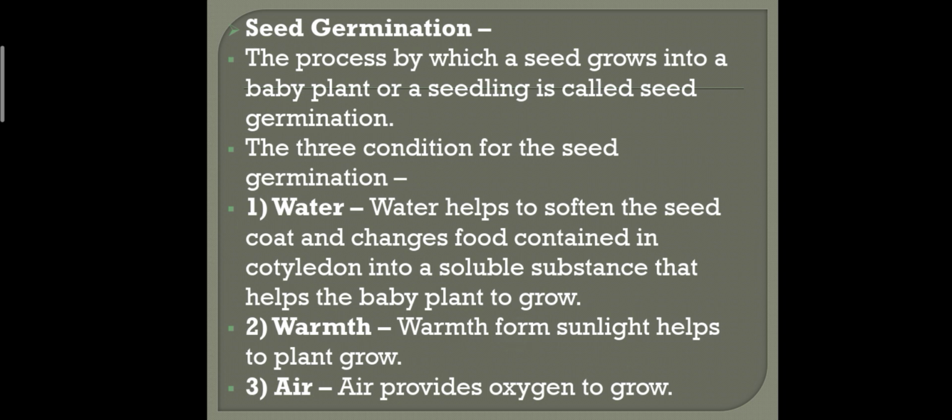Seed germination. The process by which a seed grows into a baby plant or seedling is called seed germination. There are three conditions which are required for seed germination: water, warmth, air. Water helps to soften the seed coat and changes food contained in cotyledons into a soluble substance that helps the baby plant to grow. Means the water softens the food and from the cotyledons the baby plant will get the nutrients for growth. Warmth from sunlight helps the plant to grow. Air provides oxygen to grow.